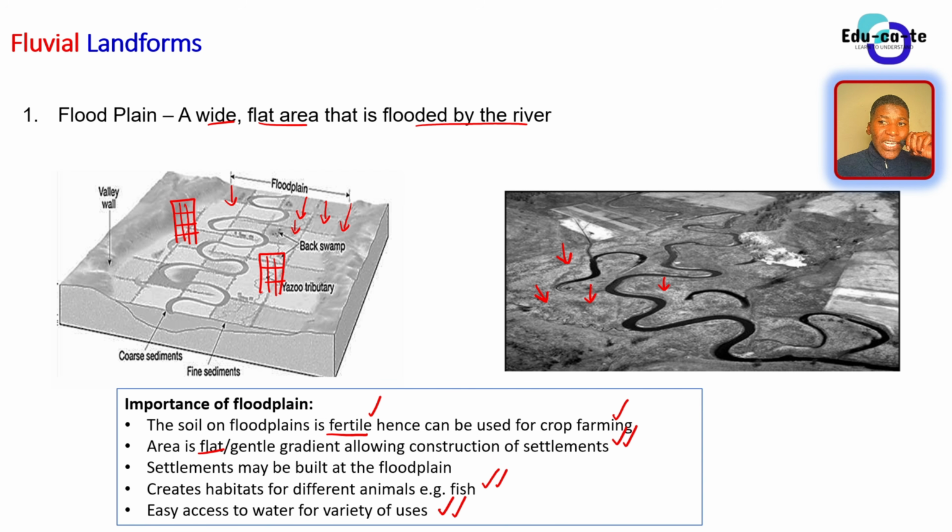It can be either for irrigation or whatever agricultural purposes, or industrial purposes, or whatever needs that you need to use water for. Okay, so there's easy access to water for a variety of uses. So when they ask about floodplains, they sometimes don't directly ask you to explain floodplains, but they can ask about a river in general, but you can reply to them with the advantages or the importance of a floodplain. It still gives the same sense.